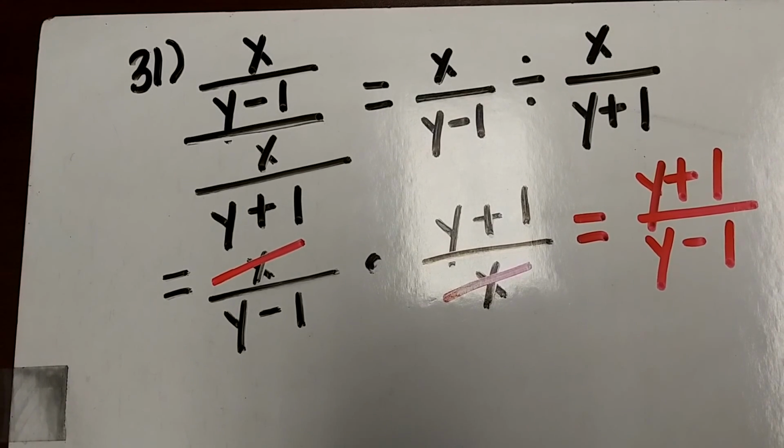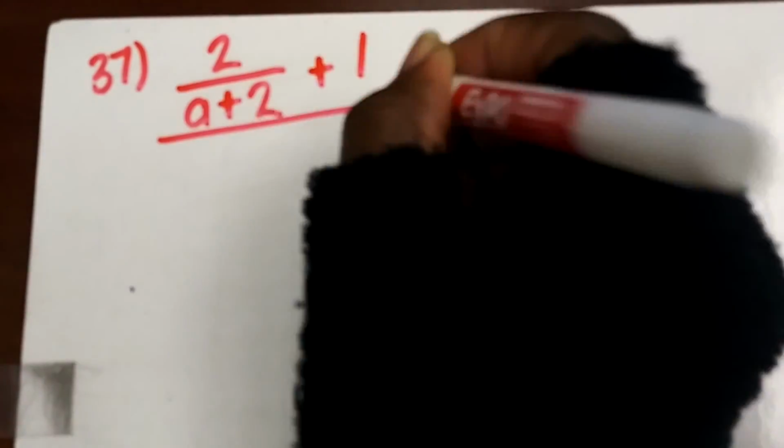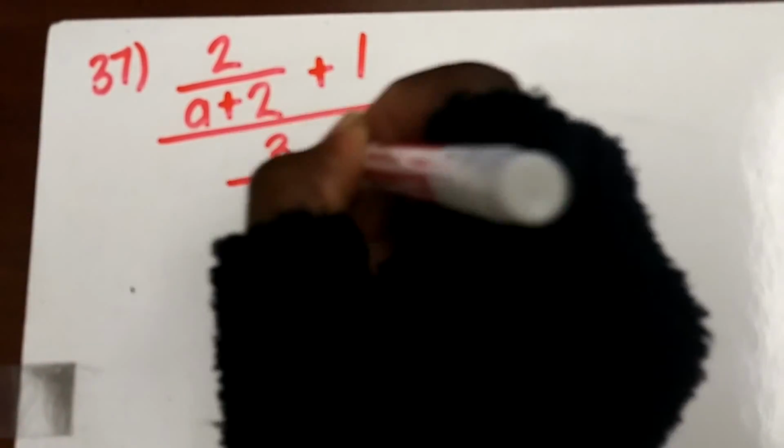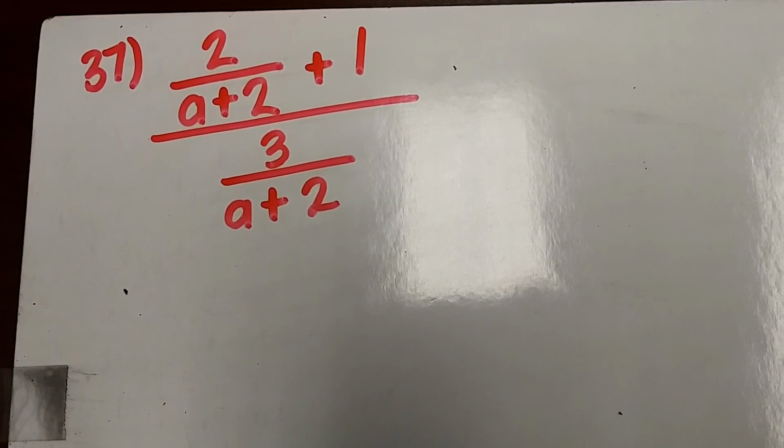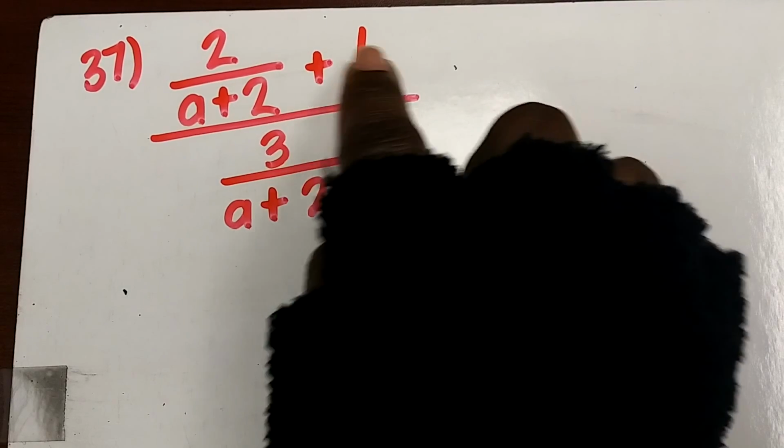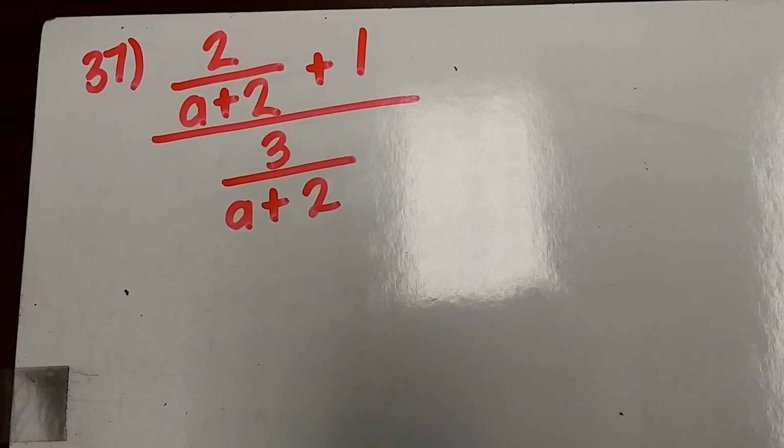Number 37, same directions. We have 2 over a plus 2, plus 1, divided by 3 over a plus 2. This one looks a little different because on 31, I didn't have a little extra part on the side. This one does. So we want to use that other method, the method that said find the LCD. Let's use that strategy. I still see two parts.